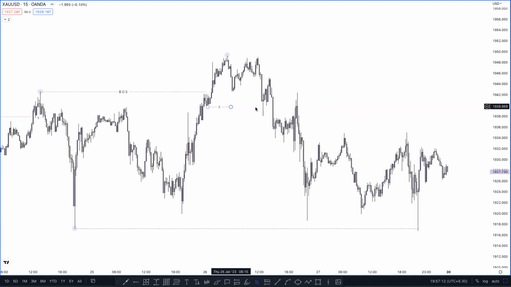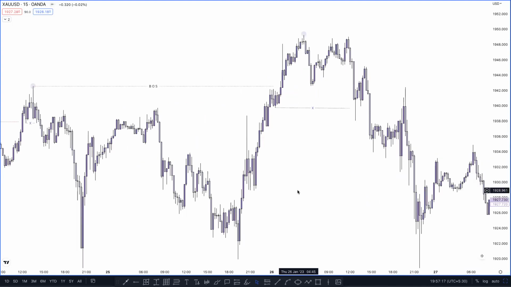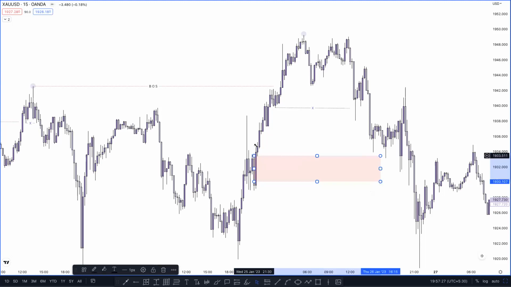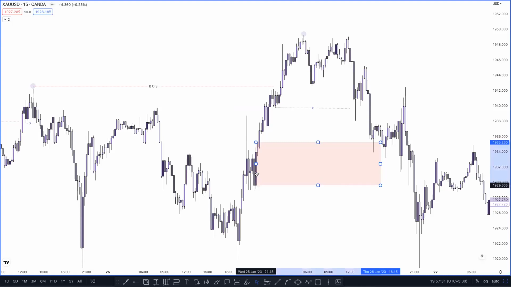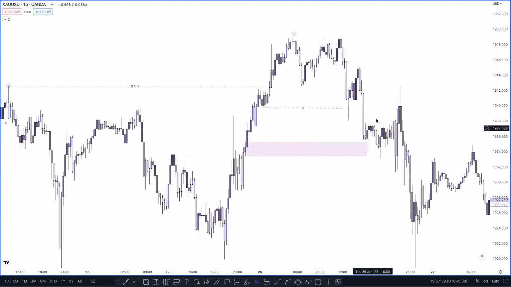First one, after taking out the inducement, where is our unmitigated order block? You have to identify it. Okay, so look at this one. This one is already mitigated here by this shadow. This one is also mitigated here, right? So only this order block is left where we can take entry for the buy at this point. Price tapped here, gave a small reaction and pushed downside.